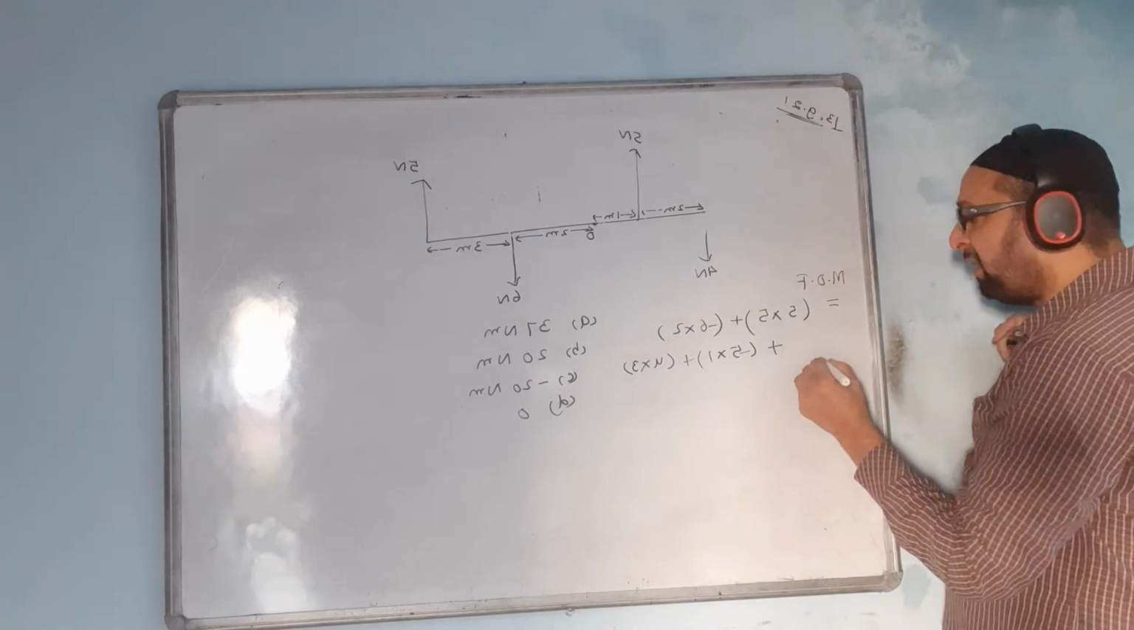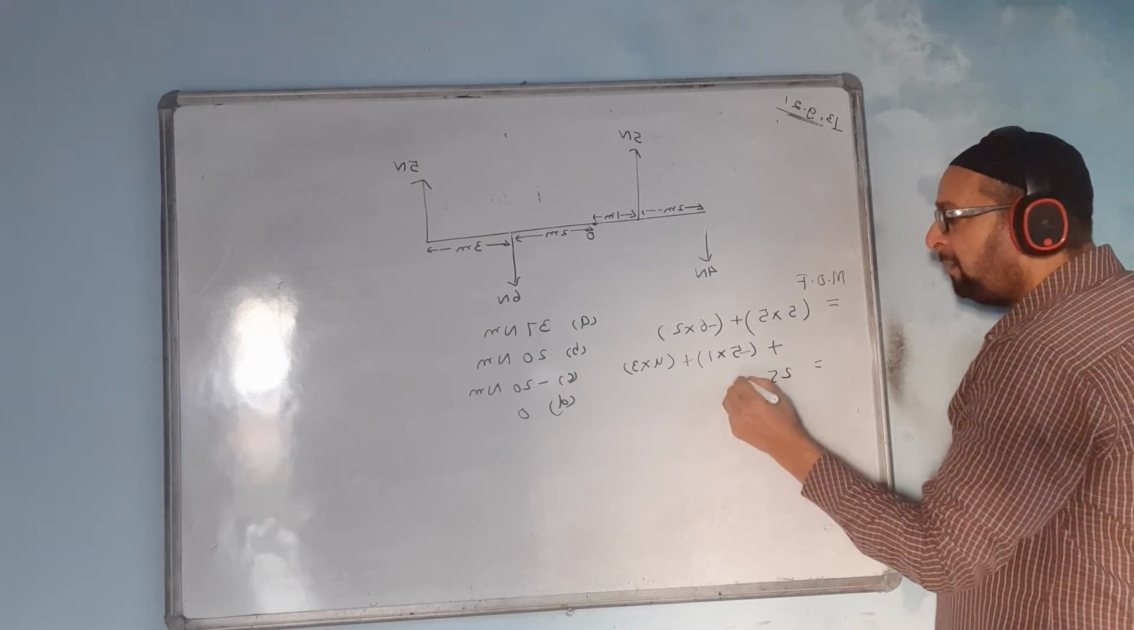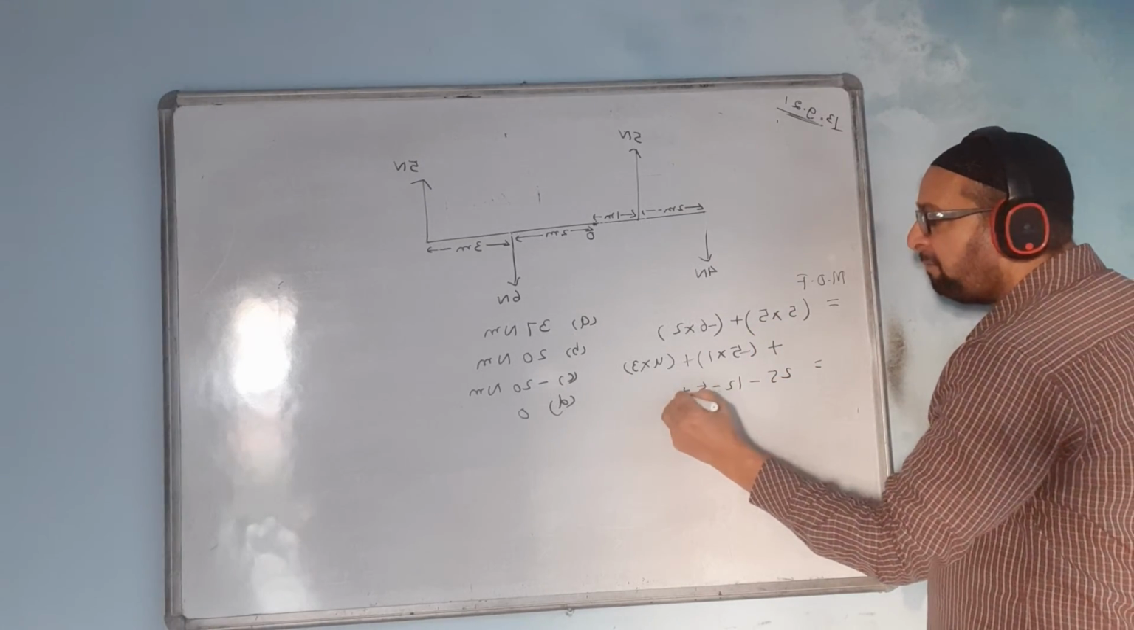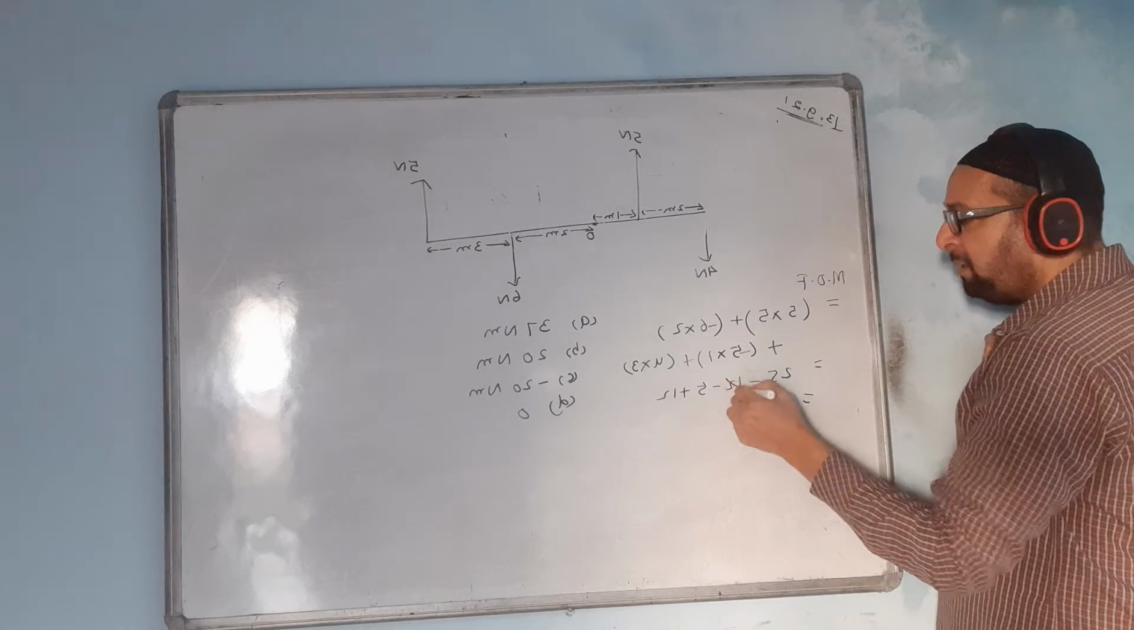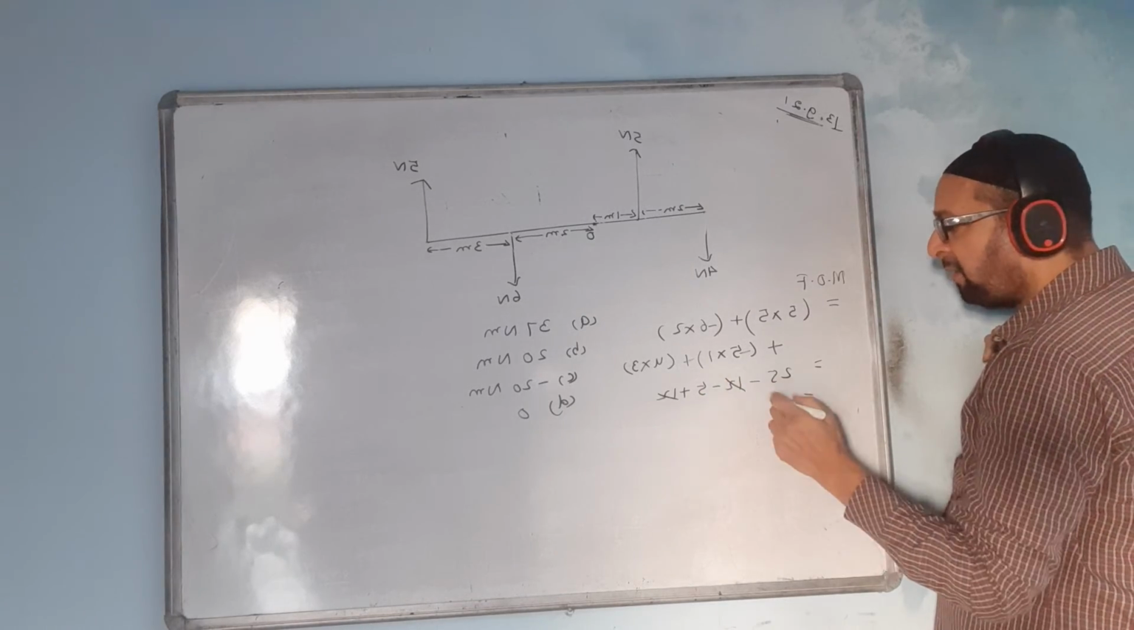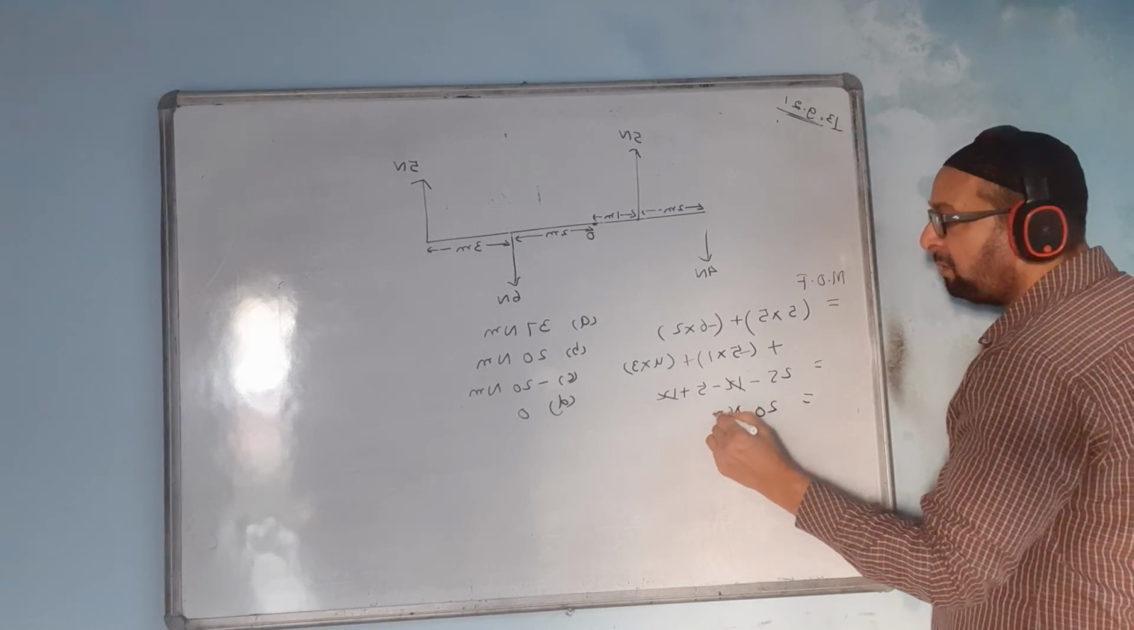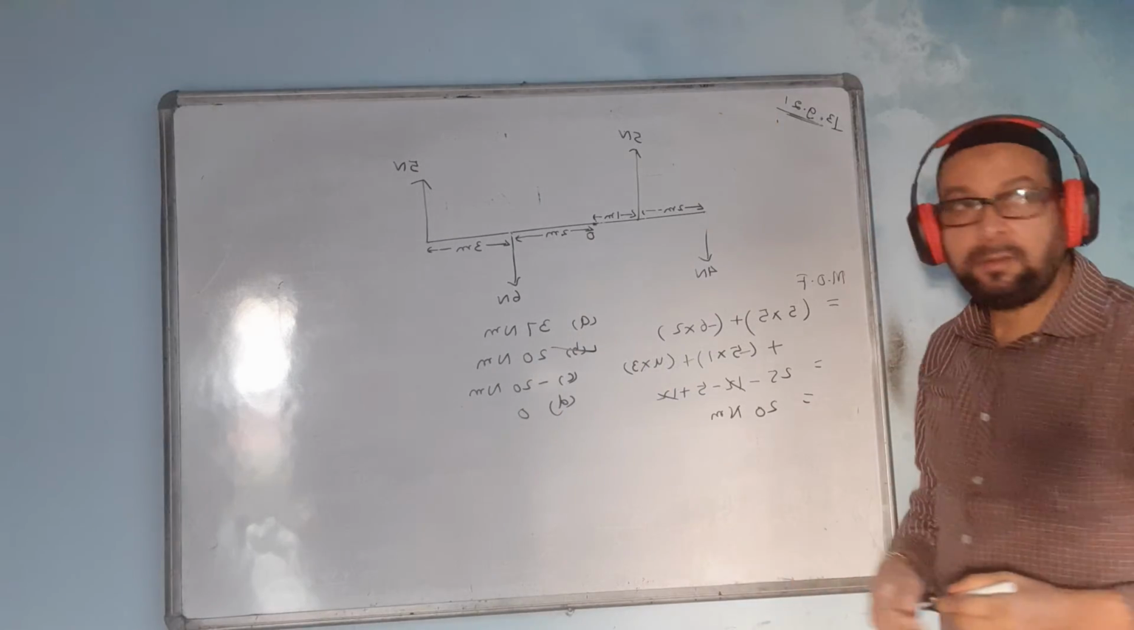Now we will simplify and get the answer. This is going to be 25 minus 12 minus 5 plus 12. This and this will cancel. 25 minus 5 will come 20. 20 Newton meter. The answer is 20. Take care.